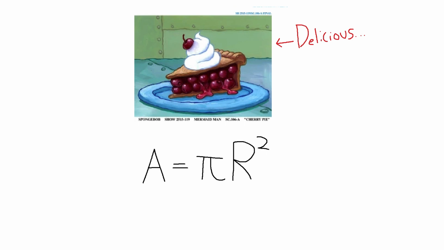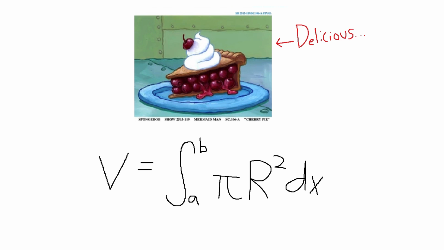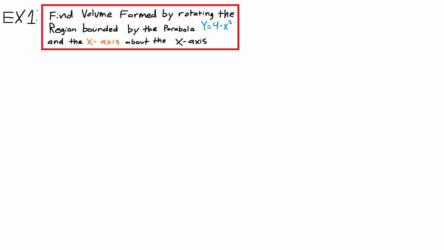Now, the equation used for the disk method is based off of the area formula for a circle: the integral from a to b of pi times r squared, where r is a function in terms of x that represents our radius, and the thickness of each disk is represented by dx. The thickness in this case is dx because you have to integrate with respect to the axis that you're rotating around. So let's try an example.